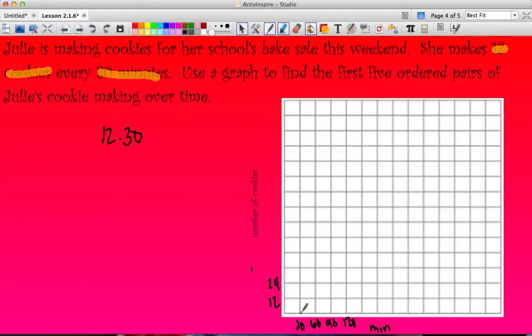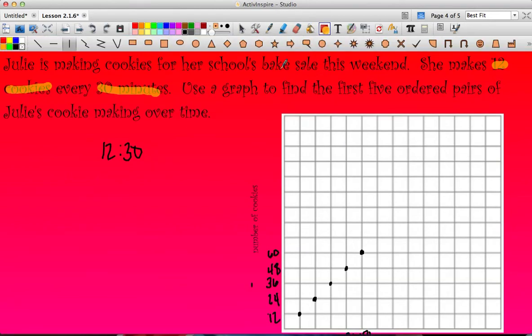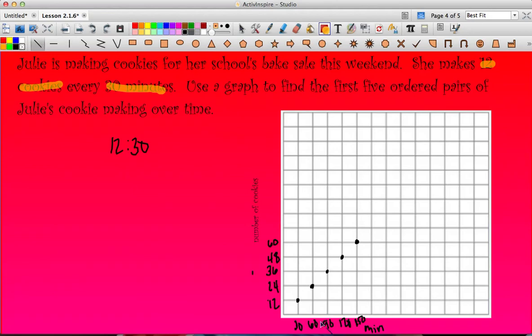So I know that if I go 30 minutes, I would make 12 cookies. If I go 60 minutes, I would make 24 cookies. In 90 minutes, I would make 36 cookies. In 120 minutes, I would make 48 cookies. And in 150 minutes, I would make 60 cookies. Again, I want to draw my line so that I can continue to use the graph to help me figure out how many cookies I would make without even having to plot points.